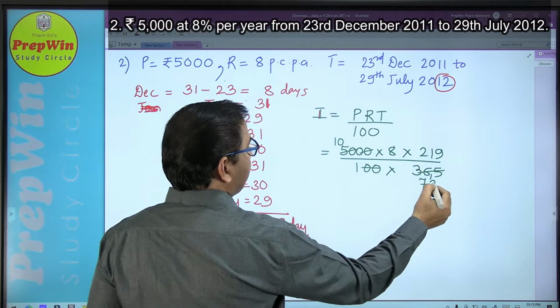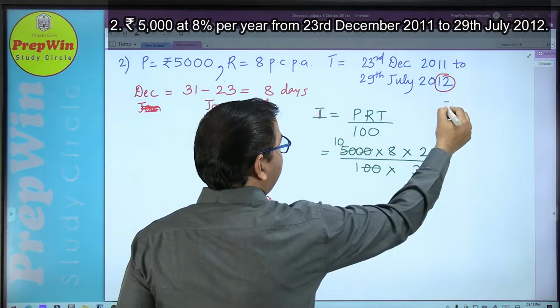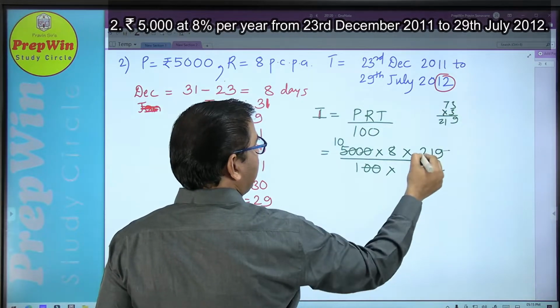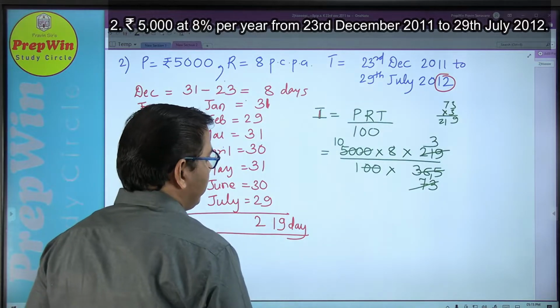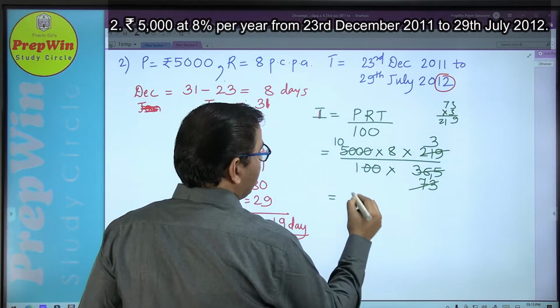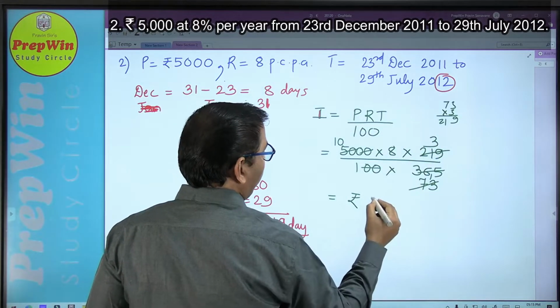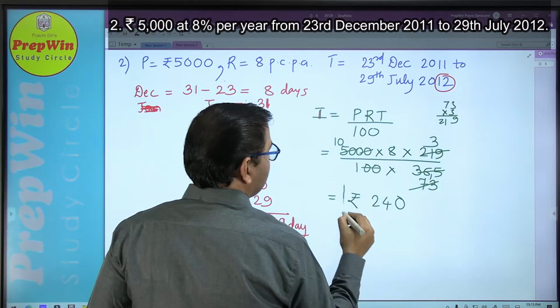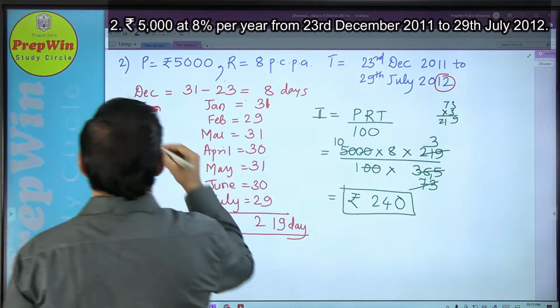I think we will multiply this by 3. 73 into 3 is 219. So this is into 3. So everything got cancelled. Right? 8 into 3 is 24. 24 into 10 is 240. This is my interest. Correct?